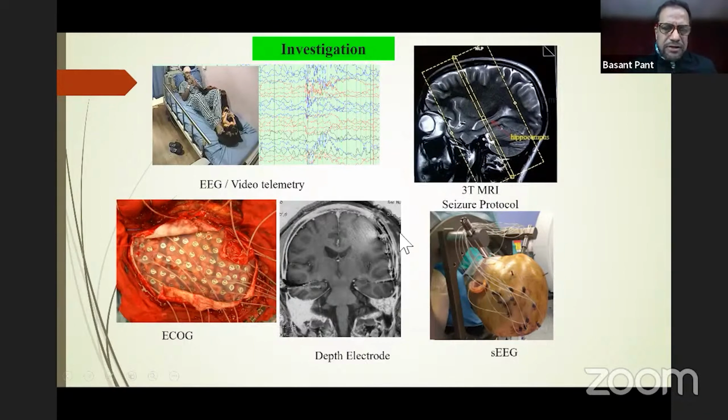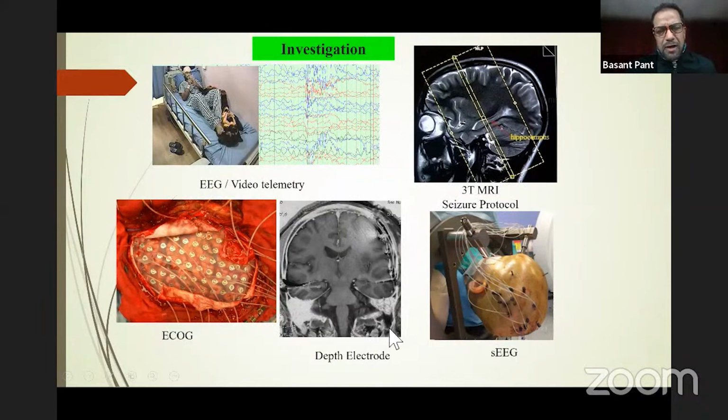So you can also put a depth electrode, a very simple depth electrode. If you have a navigation system, you can do it by navigation. Or if you are not confident enough, then you can use a stereotactic device to implant this on the hippocampus or wherever you want.